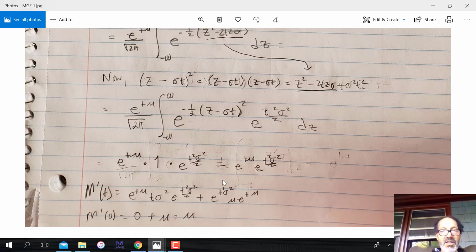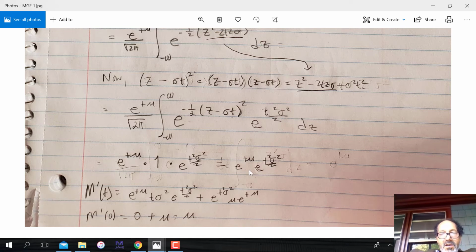And that's going to be equal to e to the t mu times, well, so here we have, because we're doing this with respect to t, right? So we have two exponential functions. So we're going to use the product rule for derivatives. So it'll be e to the t mu times the derivative of this term plus the derivative of e to the t mu times this exponential function, and that's what we get here.